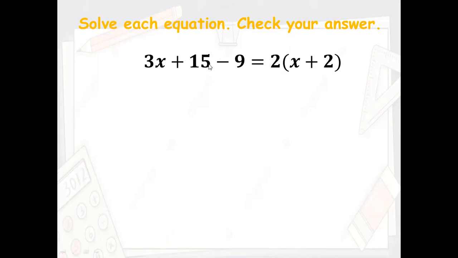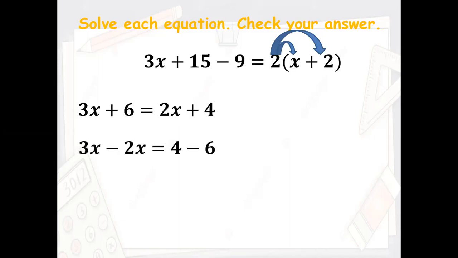Once you solve this, 15 minus 9 will give you a 6. So that will give you 3x plus 6, which is equal to 2 multiplied by x, which gives 2x, then 2 multiplied by 2 gives a 4. So 2x plus 4. Now that you have the equation like how we usually solve them, you can move the variables to one side and the numbers to the other. So this is going to be 3x minus 2x equals 4 minus 6, as the positive 6 will move to the other side and become a negative 6. This will leave you with 3x minus 2x is 1x, but as I always said, we never write 1x. We only say x equals negative 2.